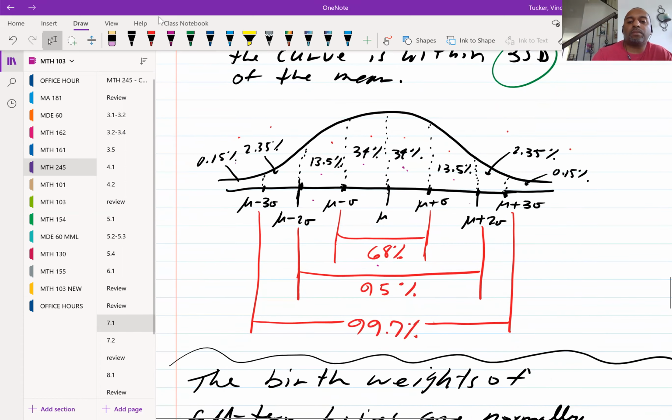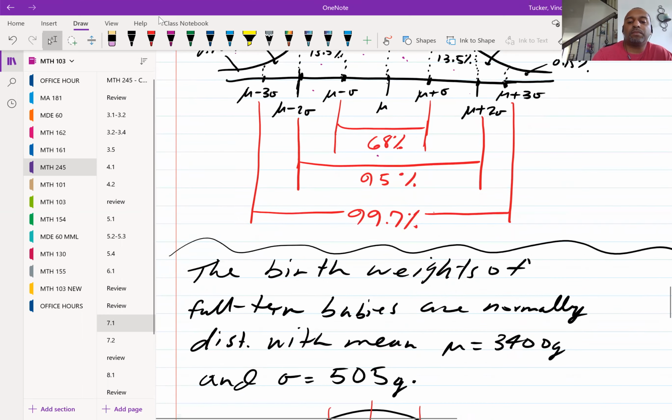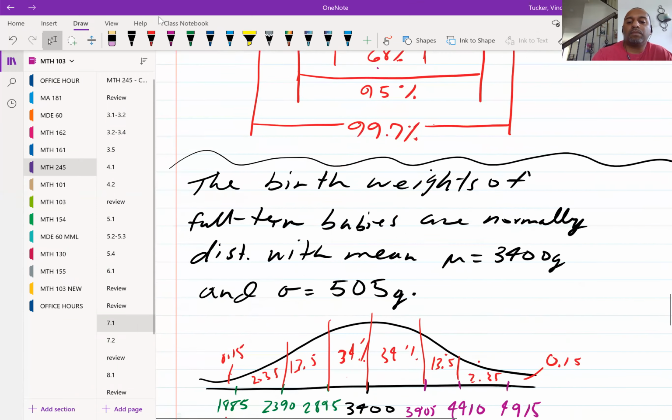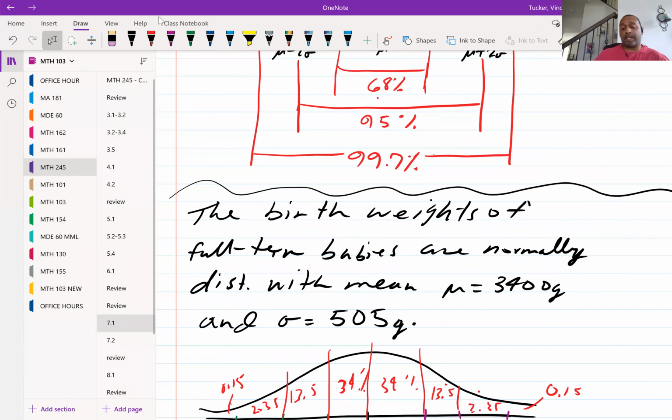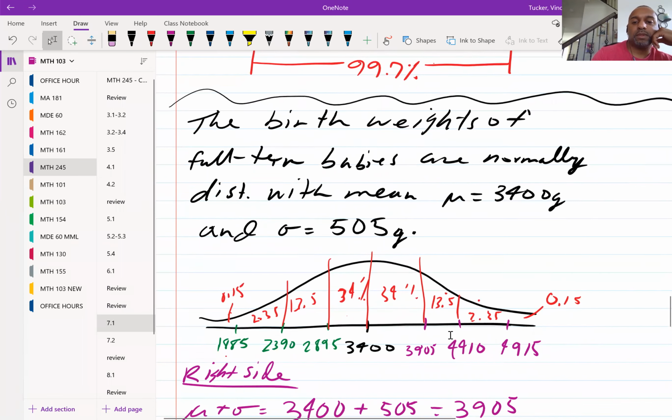All right, can we scroll up? All right, so this example here, just reemphasizing the empirical rule, make sure we're okay with it. And this is something that we've done in the past, so it's just reemphasizing that process. The birth weights of full-term babies are normally distributed with a mean of 3,400 and a standard deviation of 505. I'll just write that.